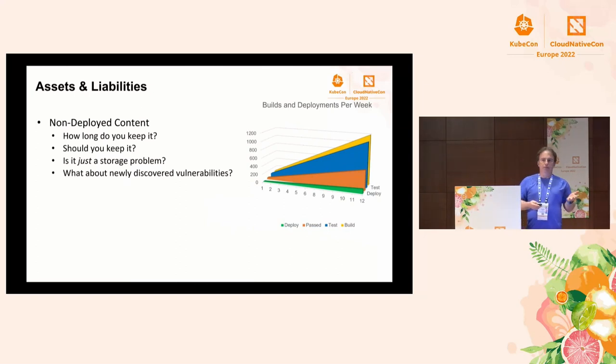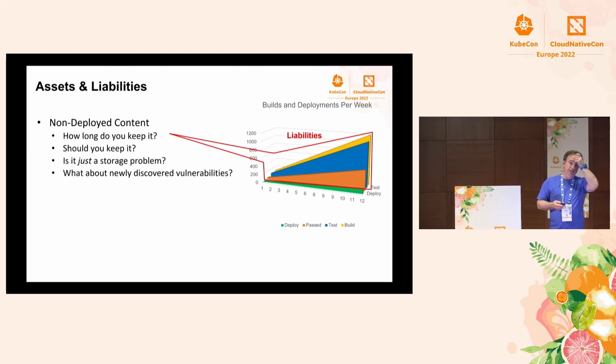What about all that non-deployed content? There are assets and liabilities here. And I'm not just talking about the storage costs of this. That's the least of the problems. All that software, there are vulnerabilities everywhere. But do you care? If you have a vulnerability in software you built but never deployed, does it matter? The scanner doesn't know any different. The alerts don't know any different. So we want to get rid of the stuff we don't care about.